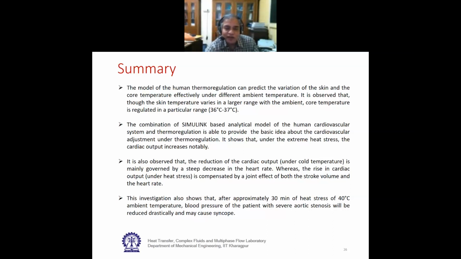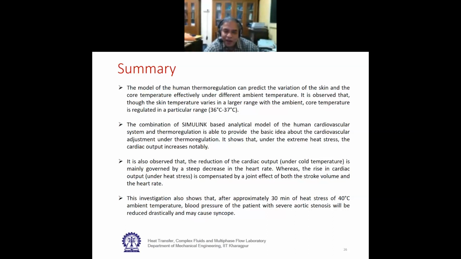It is also observed that reduction of cardiac output is mainly governed by a steep decrease in the heart rate. So heart rate and stroke volume are the two input parameters, or rather two independent parameters. They may not be totally independent, but the cardiac output depends on these two parameters, and our model could separately find out the effect of both of them.